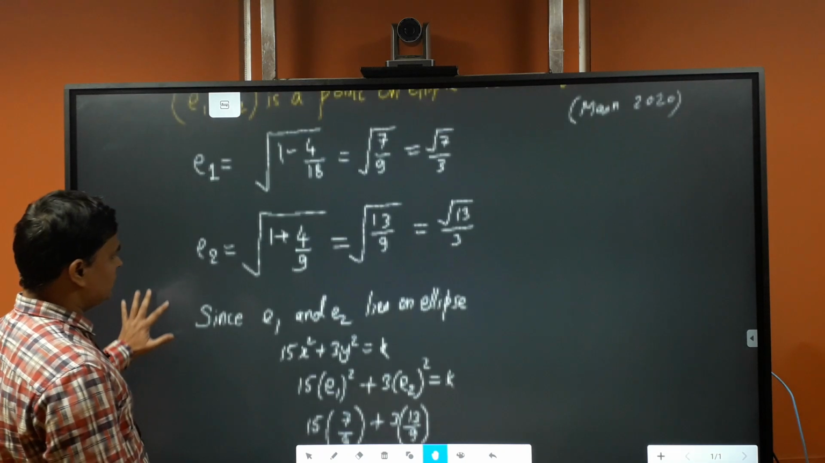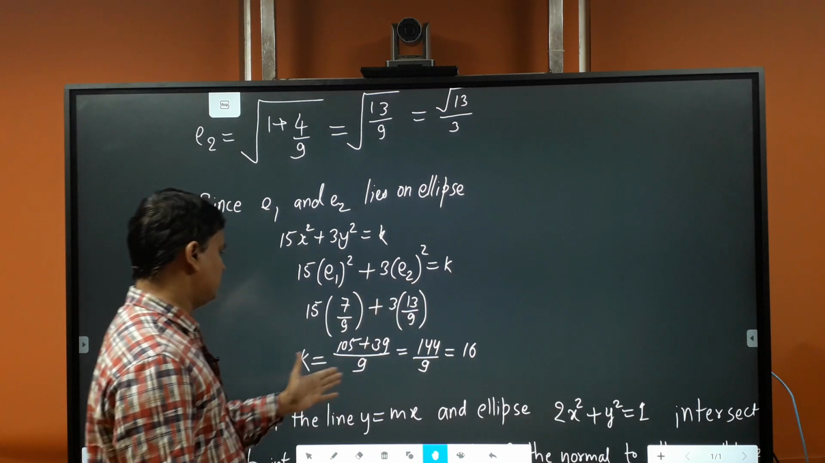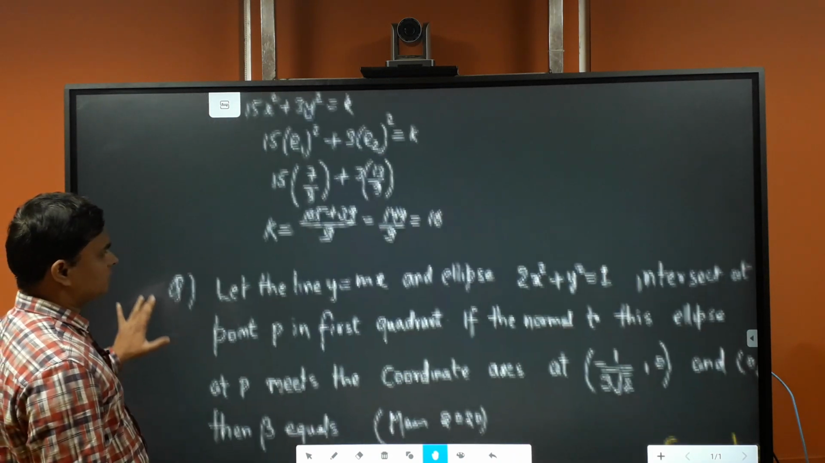And since E1 and E2 lie on the ellipse, we just put in the points and find the value of k, which gives 16, right? Now coming to the next question.